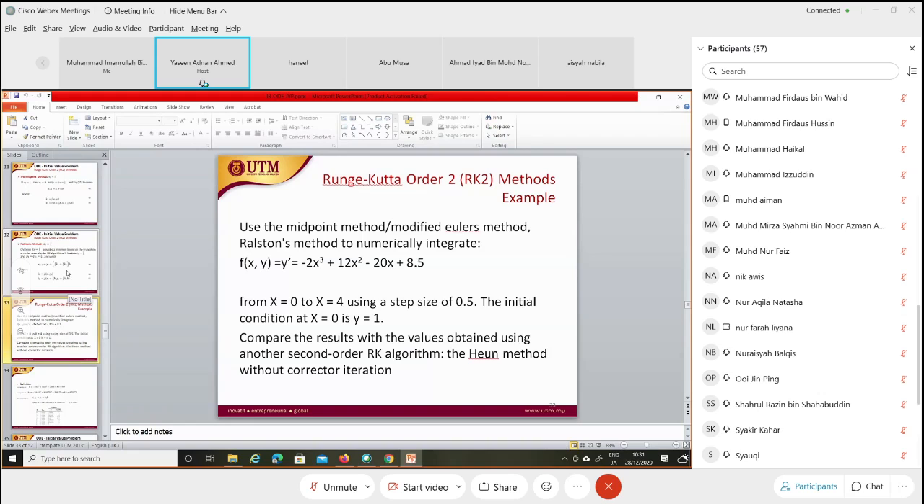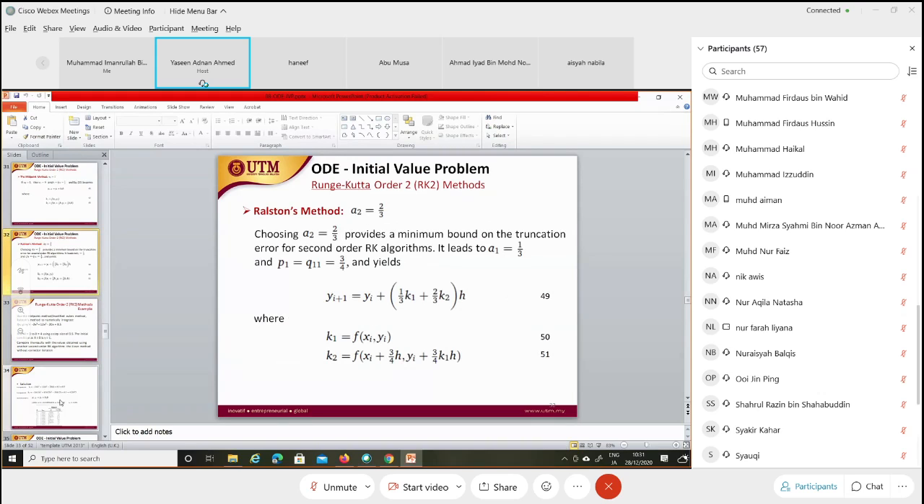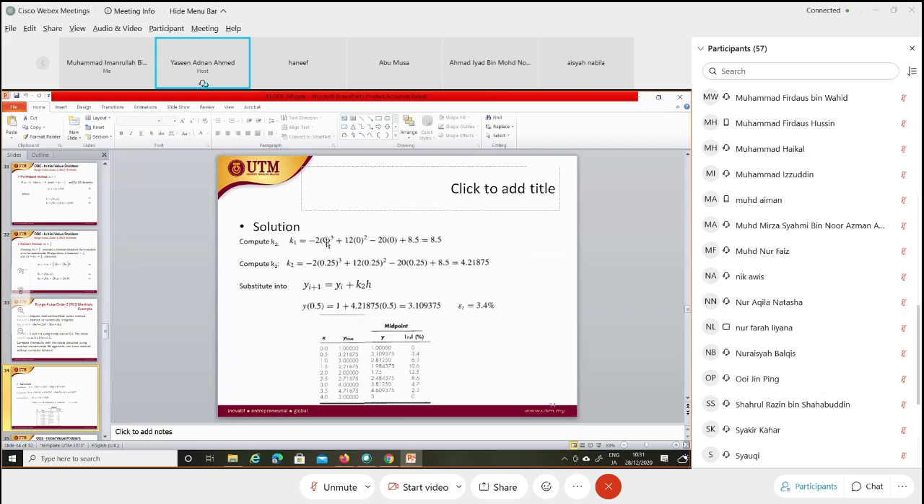So what is the value of k1 at your initial condition? That is the value of this one, right? Here we don't have y, so we no need to substitute. There is no option to substitute y is equal to 1. But yes, we have x, so we put x is equal to 0. And then the value that you will get, that is the value of k1.